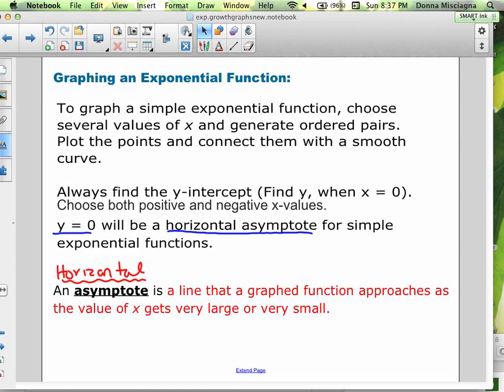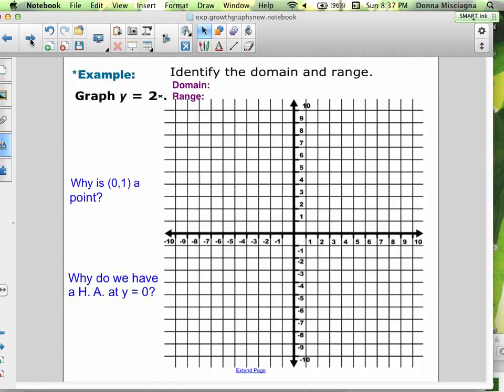So y equals 0 is going to be a horizontal asymptote for all of our simple exponential functions. These are exponential functions which have not been transformed in any way, shape, or form. Just basic exponential growth and decay. And you're going to see these go by pretty quickly. My introduction to them probably took longer than it's going to take me to graph them.